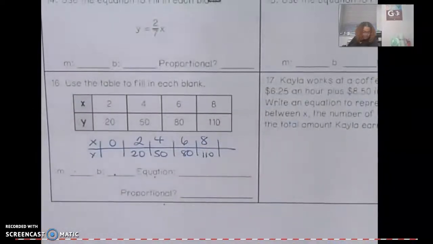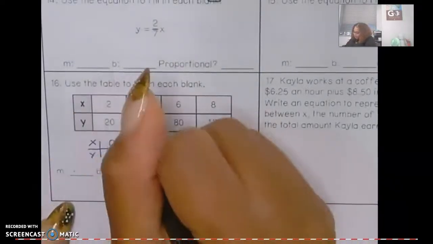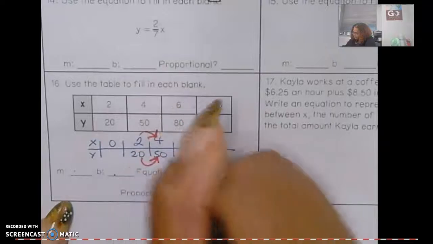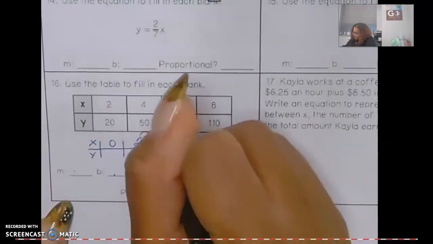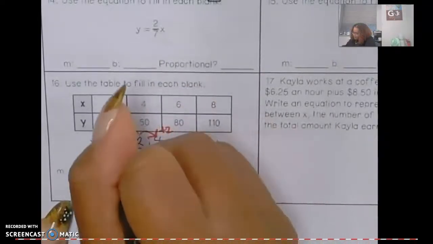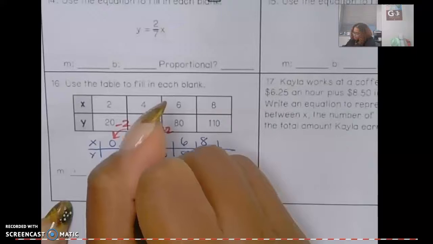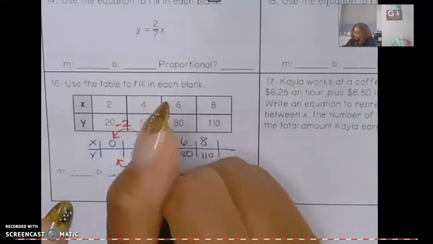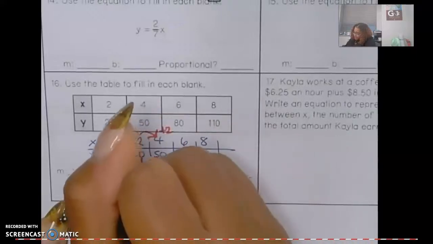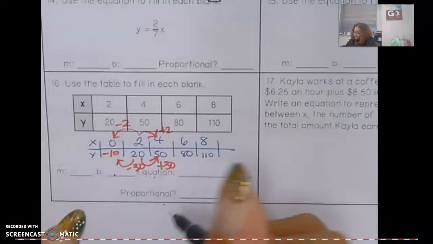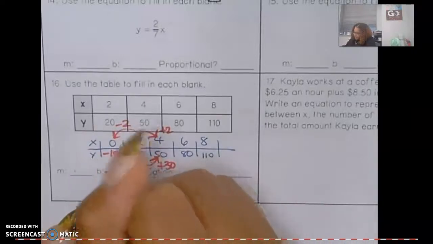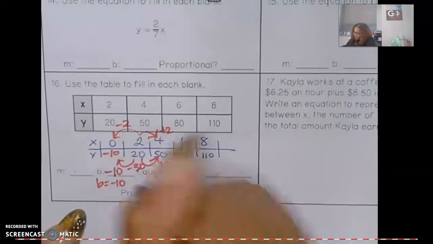So I always need to draw arrows when I have a table so I can figure out what the pattern is. So from here to here and here to here, this is plus 30, this is plus 2, and then if I go backwards, this is minus 2, and this is minus 30. So 20 minus 30 is negative 10. So that's going to be my y-intercept. So negative 10, b equals negative 10.